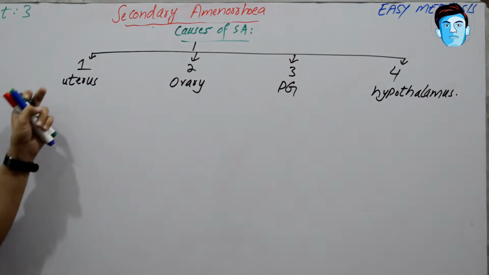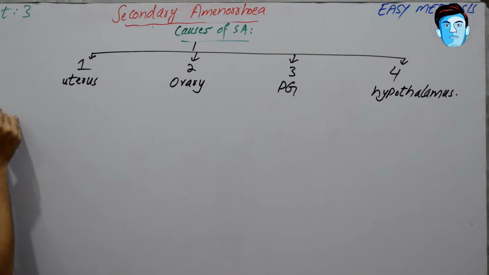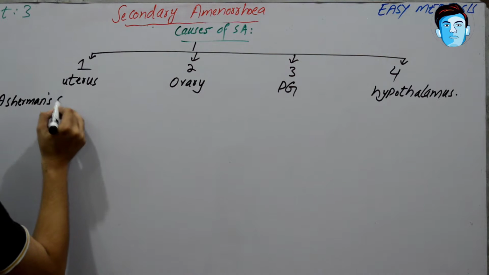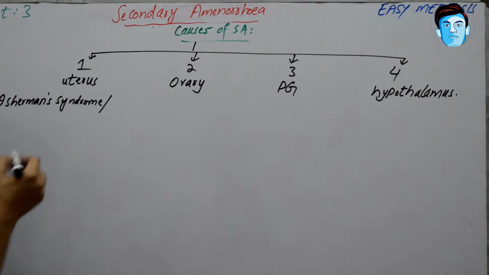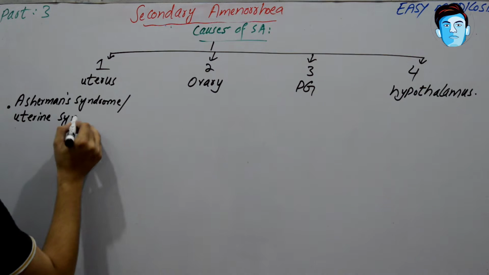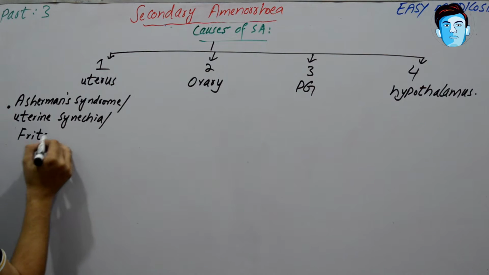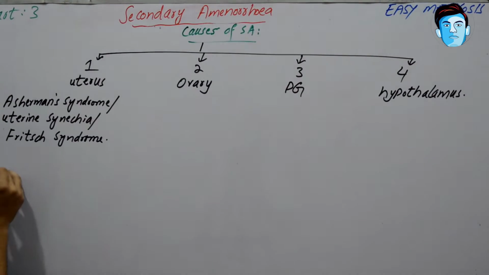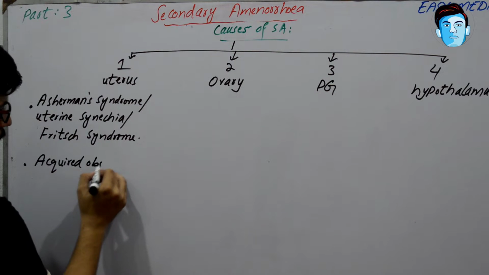So now, what are the causes of secondary amenorrhea which are related to uterus? The first one is called as Asherman Syndrome. Asherman Syndrome is also called uterine synechia, and it is also called as Fritsch syndrome. Another cause is acquired obstruction of tract.